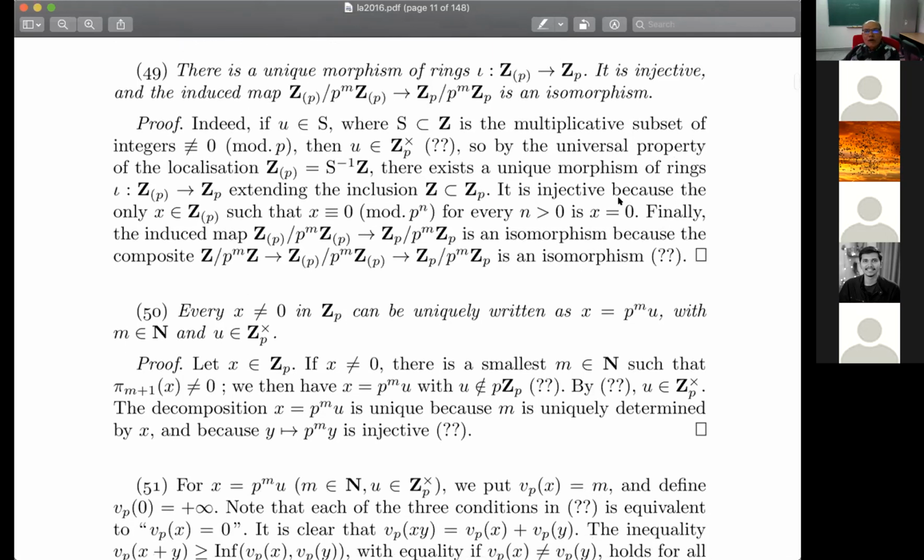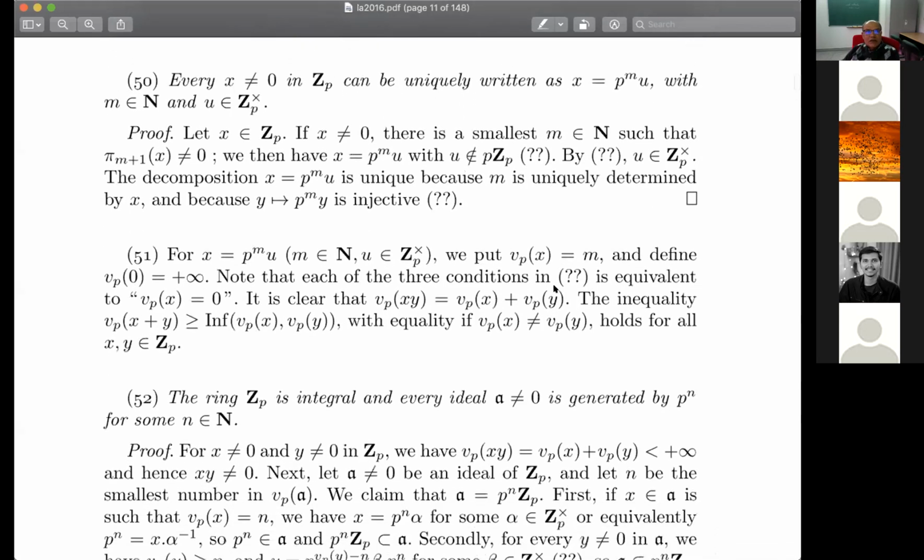Okay. And why is it injective? To see that it's injective, I take an element X in Z parenthesis P which goes to 0. Going to 0 means that X is congruent to 0 modulo P to the N for every N. But there's only one element in Z parenthesis P which is divisible by P to the M for every M. That's the element 0. So this map is injective, and therefore there's an induced map from Z parenthesis P modulo P to the M to ZP modulo P to the N. And this is an isomorphism, you can see it in various ways, because both of them are isomorphic to ZP and so on. So this is an isomorphism.